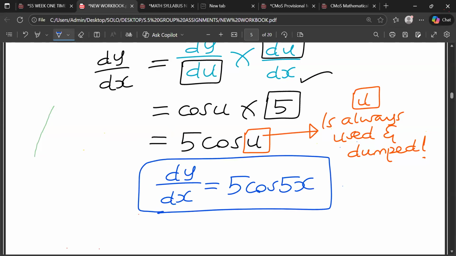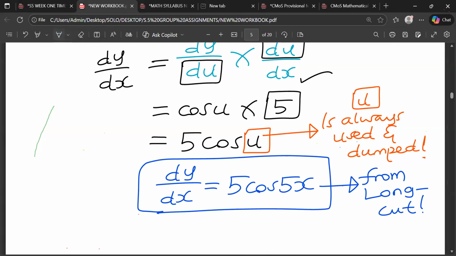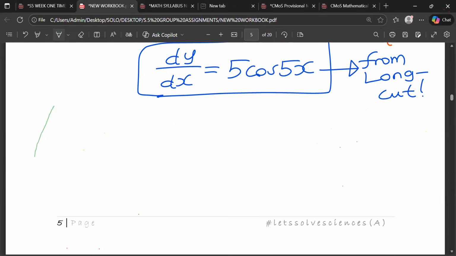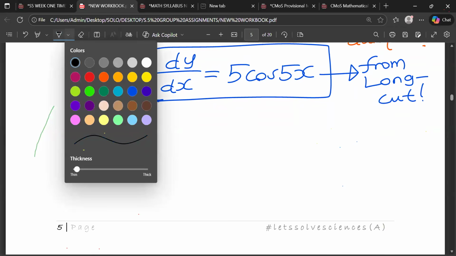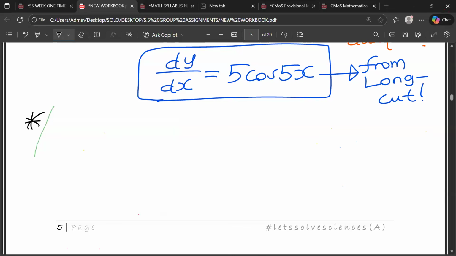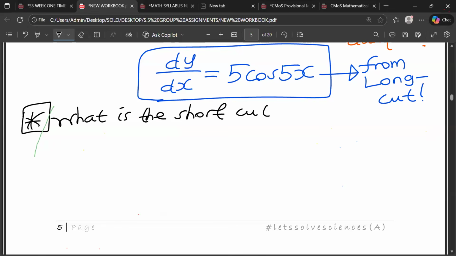But remember, this is the long cut. So we are getting our answer, which is coming from the what? From the long cut. So the question is, what is the shortcut? Because I believe people can sit down and do that long cut very well. But what is the shortcut? This is the shortcut. So all of you are going to be giving me answers using the shortcut.